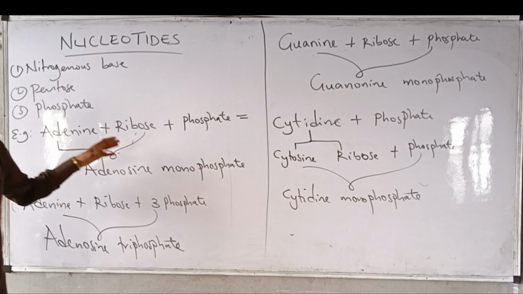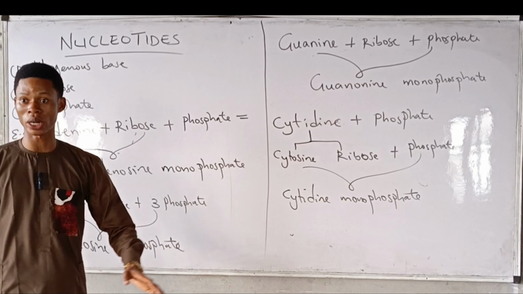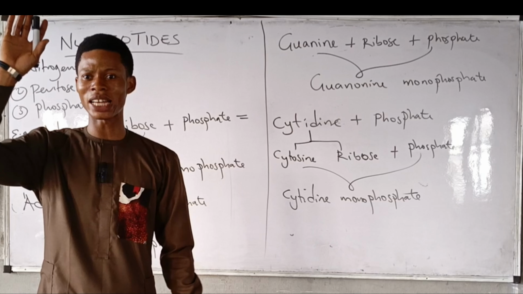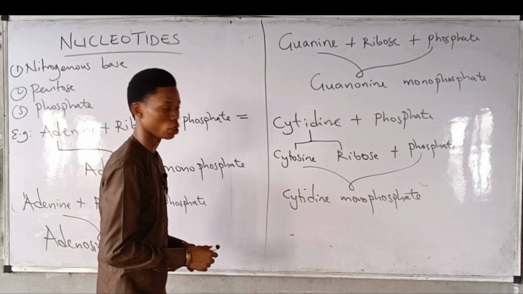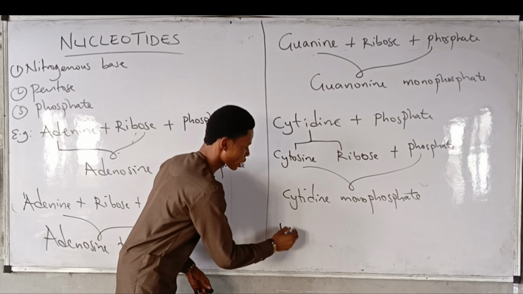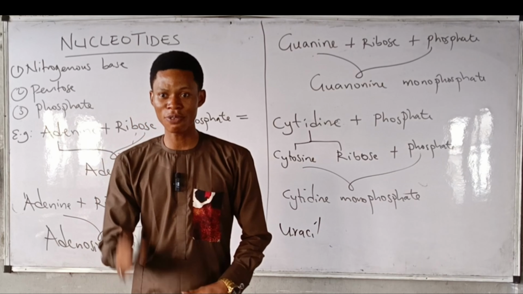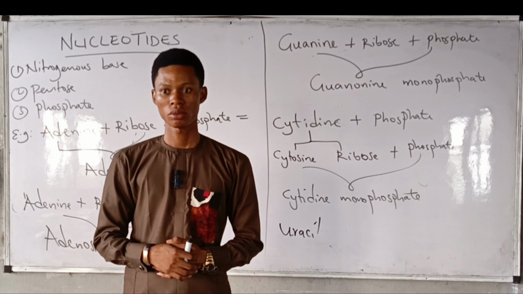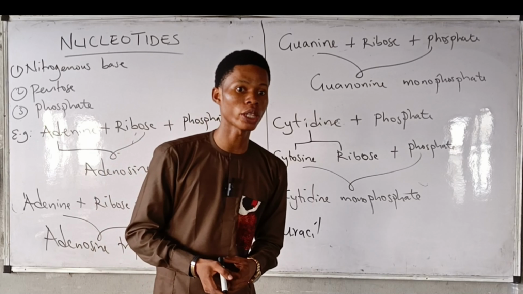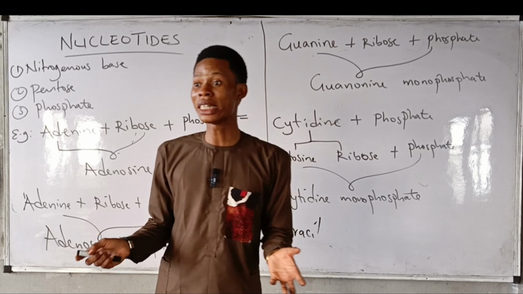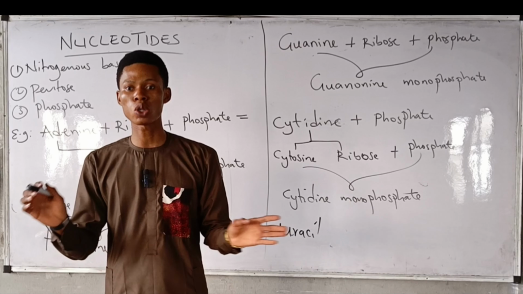Now, nucleotides. We've seen how we can name nucleotides, right? If you cannot name nucleotides, let me see your hand. Or if you cannot name a nucleoside, name this one for me. If you have uracil as the base, what will be the name of the nucleotide if it has just one phosphate? Uridine monophosphate, right? So that's just how to name it.